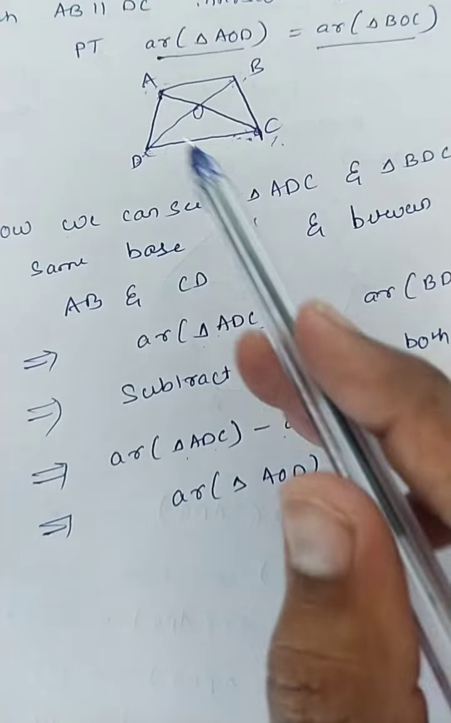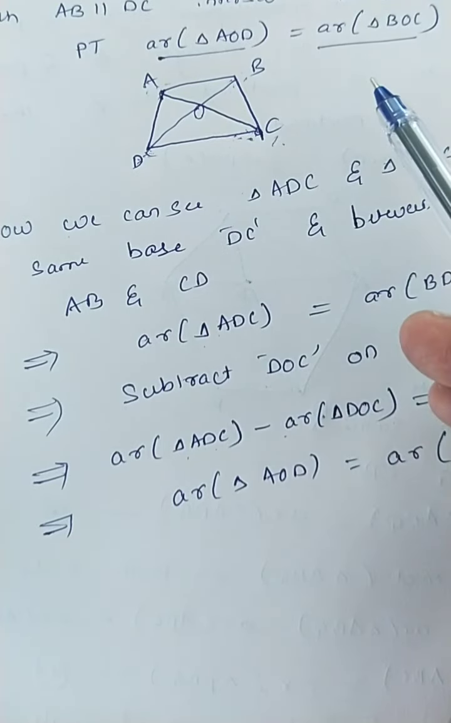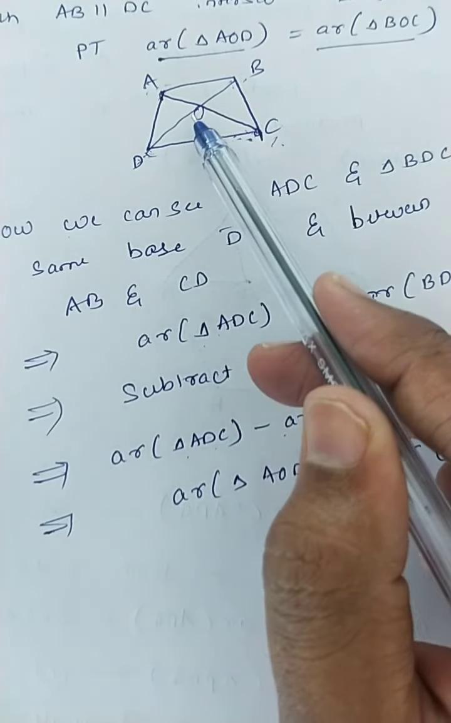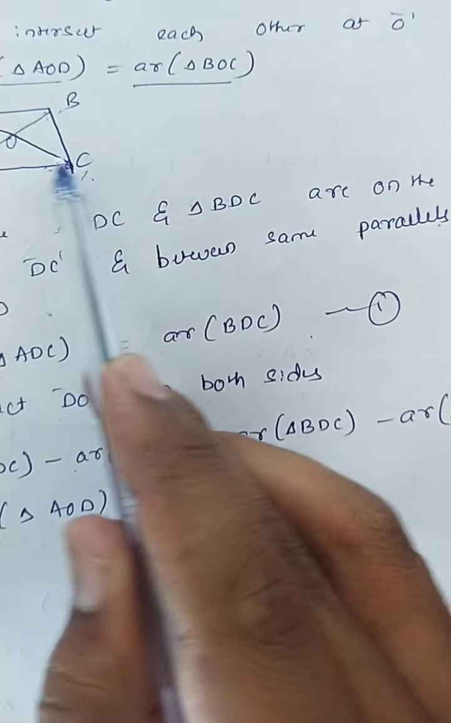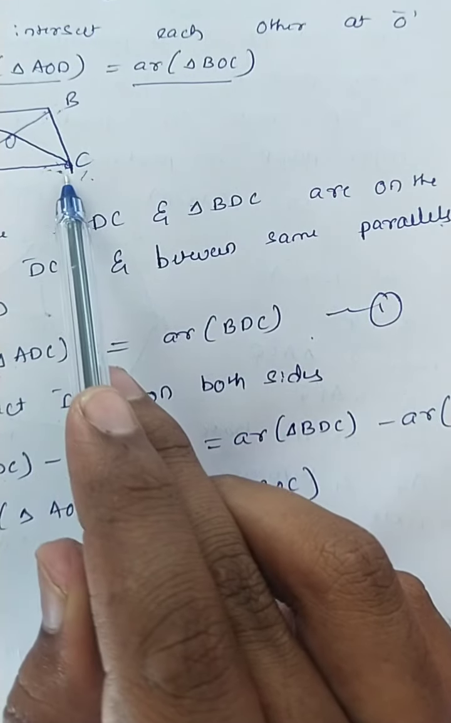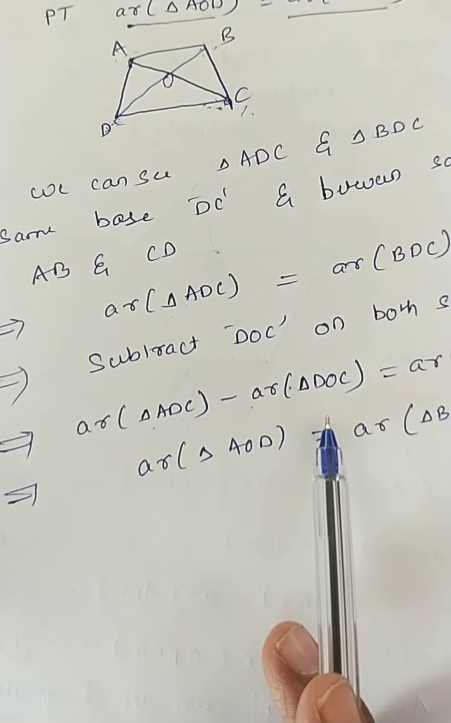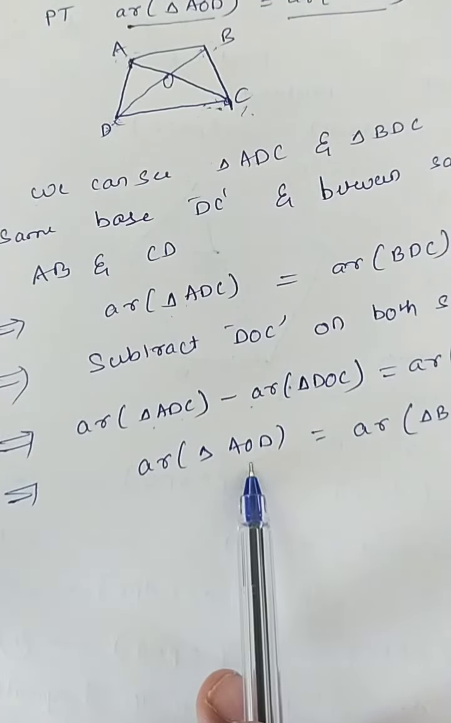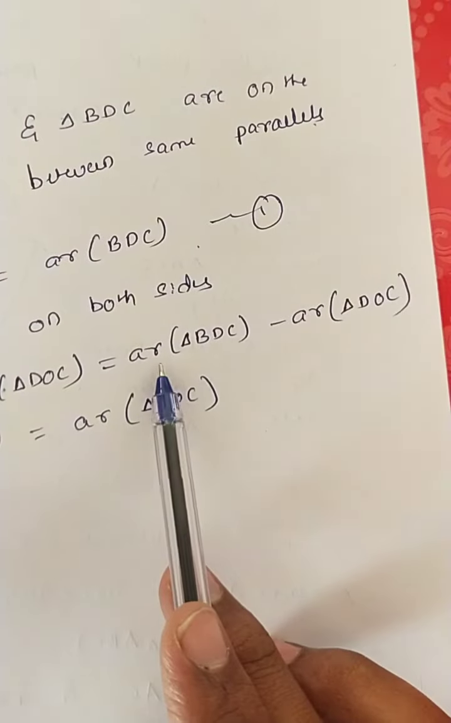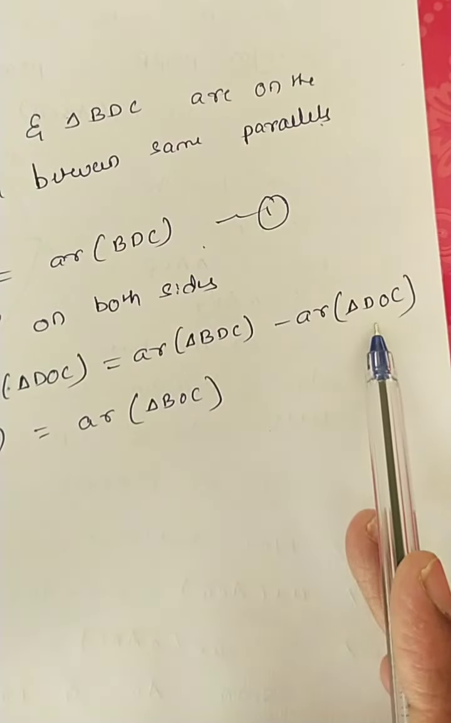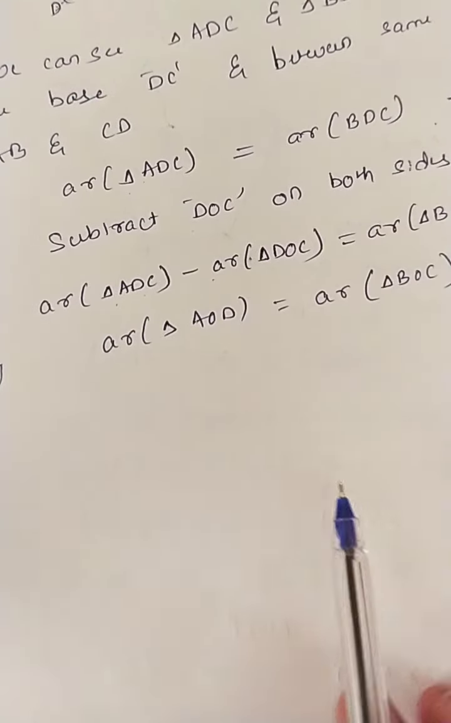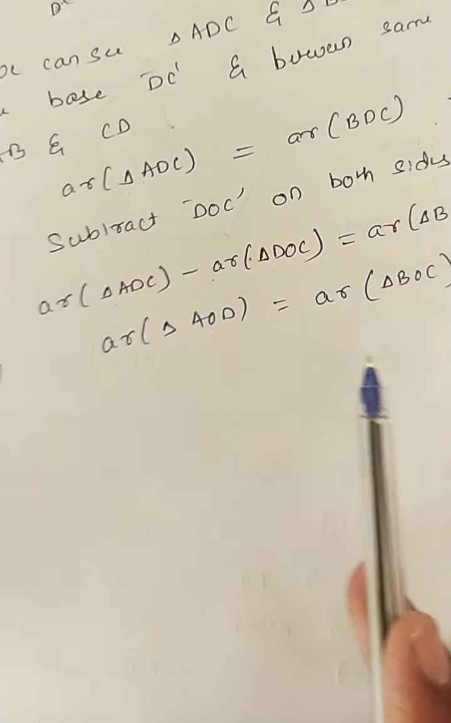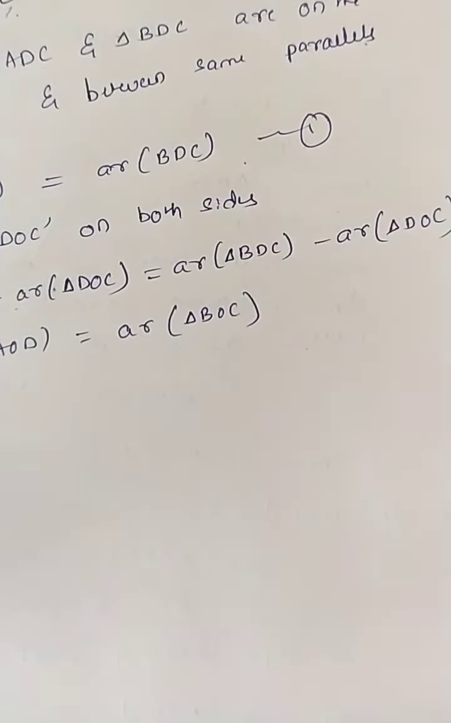See here, the area of triangle ADC minus the area of triangle DOC I will get as the area of triangle AOD. Similarly, the area of triangle BDC minus the area of triangle DOC I will get as the area of triangle BOC. That means I get the required result: the area of triangle AOD is equal to the area of triangle BOC.